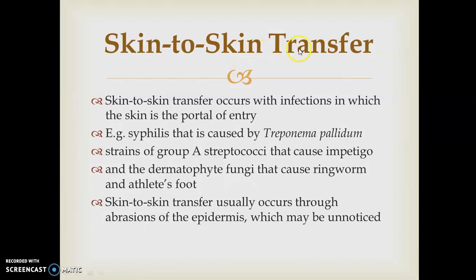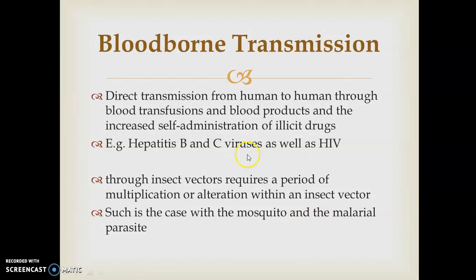The other is skin-to-skin transfer. Skin-to-skin transfer occurs with infections in which the skin is the portal of entry. For example, syphilis, which is caused by Treponema pallidum, the strains of group A streptococci that cause impetigo, and the dermatophyte fungi that cause ringworm and athlete's foot. So these are examples of skin-to-skin transfer infections. Skin-to-skin transfer usually occurs through abrasions of the epidermis, which may be unnoticed by most people.